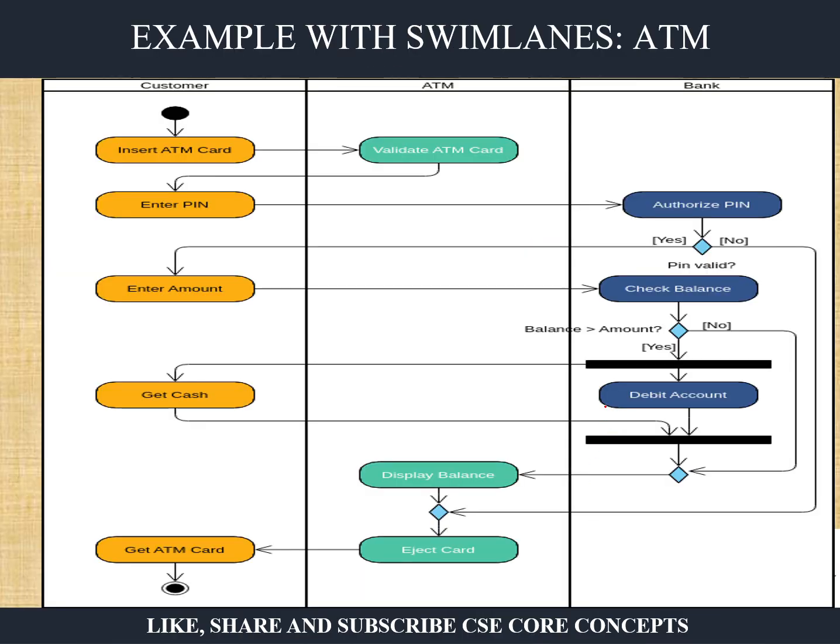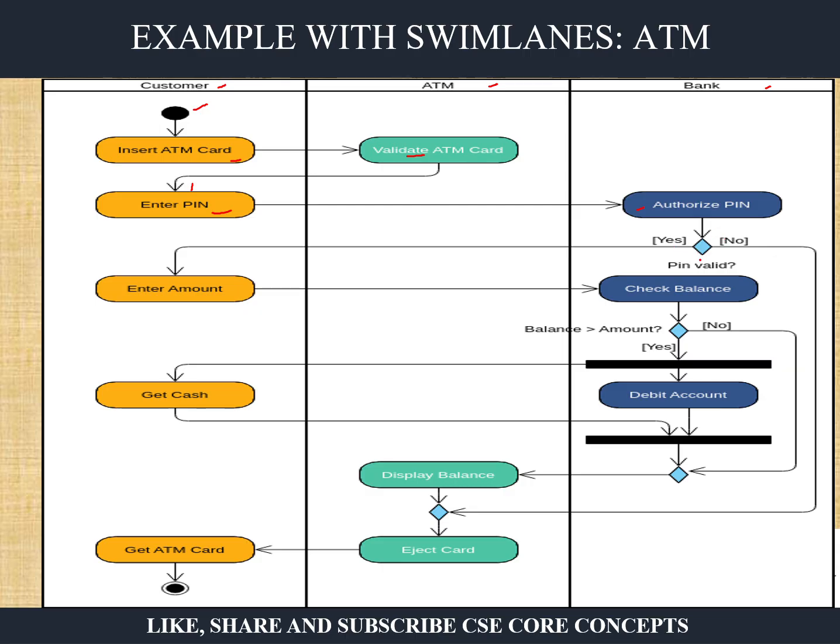Similarly, you can have activities with swim lanes. This is an activity diagram for an ATM machine. You have three entities here: customer, ATM and bank, and they are interacting. This is the initial state where the customer inserts the ATM card. It goes to the ATM machine, which validates the card and returns to the customer, who enters the PIN, and the bank has to authorize the PIN. Either the PIN is authorized or not.